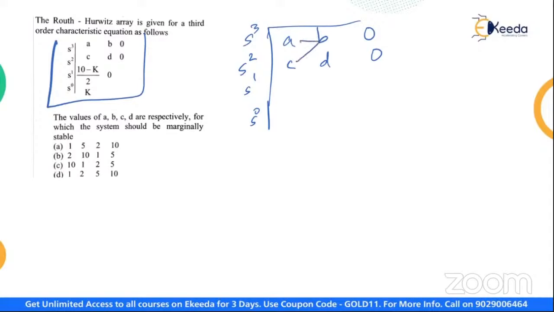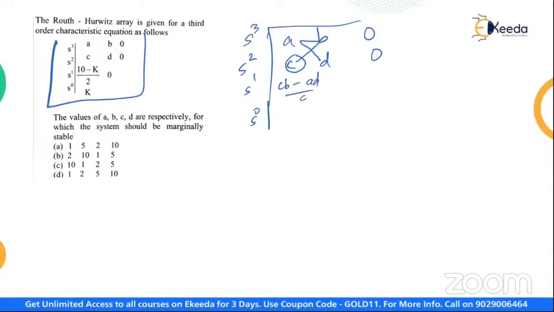So let us take the first row and see what happens. What is that? S cube and S squared, S to the power 1, S to the power 0. Here, you have got A, B, 0, C, D, 0. Now, what will come here? In front of S to the power 1, you will be getting C into B minus A into D upon C. So CB minus AD upon C. Is it right? Yes, sir.